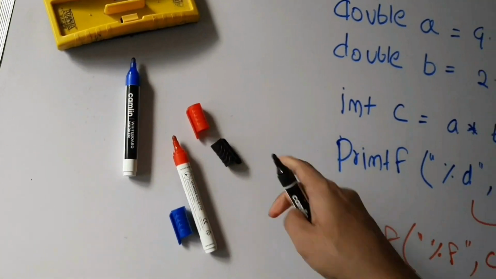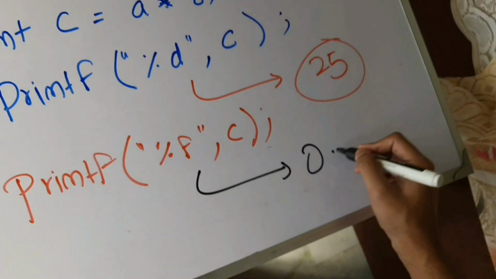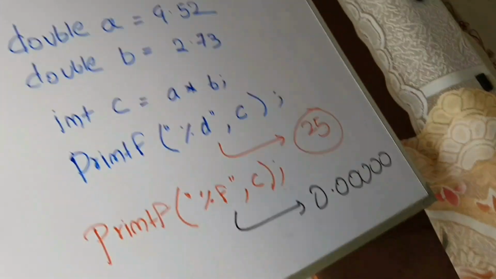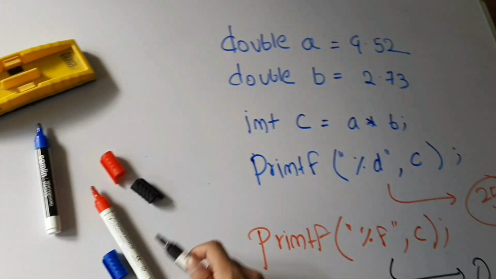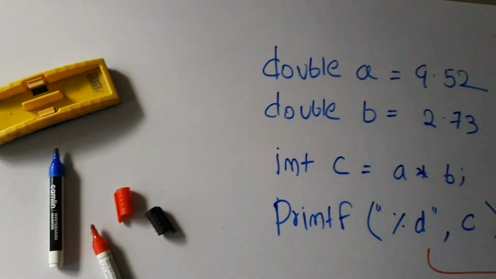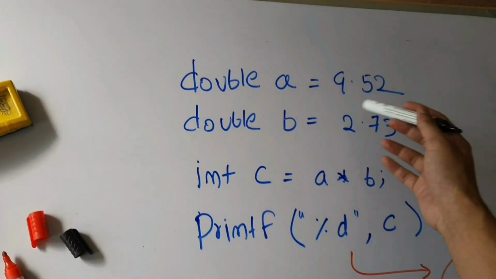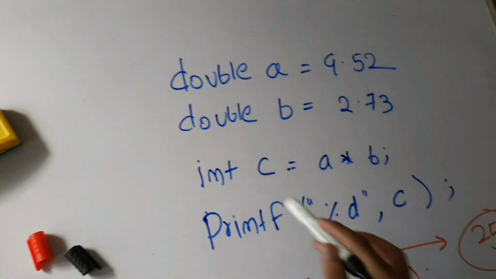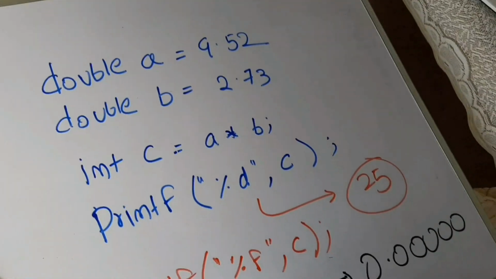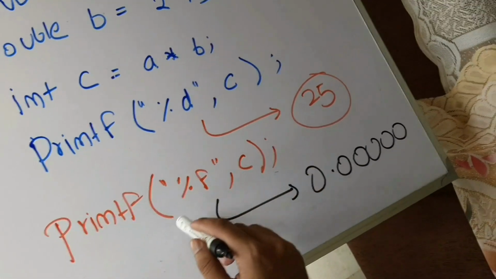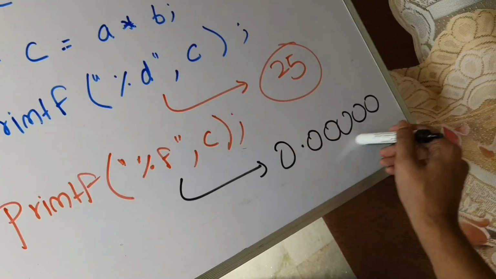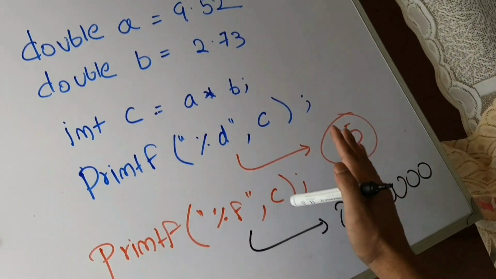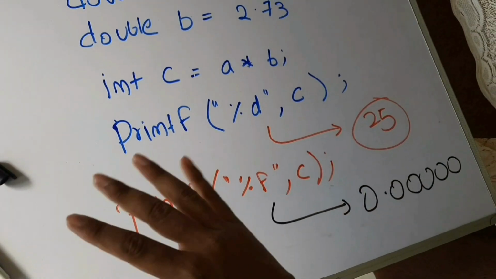Very interestingly, we get 0.00000 like this. Why does this happen? Because as we multiply two doubles here and we store them in an integer, we can't use the integer with the format specifier of float. As soon as we use an integer variable with the format specifier of float, it will return gibberish like 0.000. Maybe in some compilers, the program will crash. It may not give any error, but the program will crash.